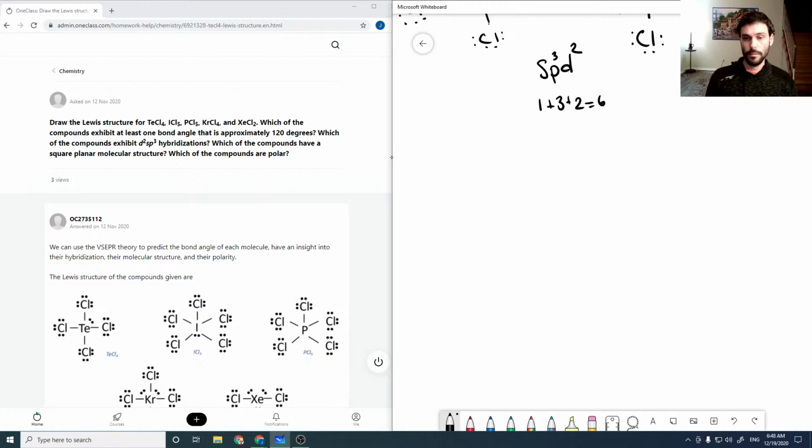Okay, PCl5. Phosphorus has 5. Each of these contributes 7 times 5, which is 35, so 40 total. Our phosphorus has 5 bonding partners, so we might as well split all 5 of the electrons.